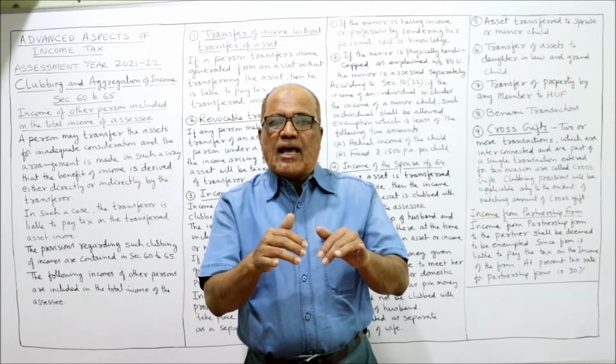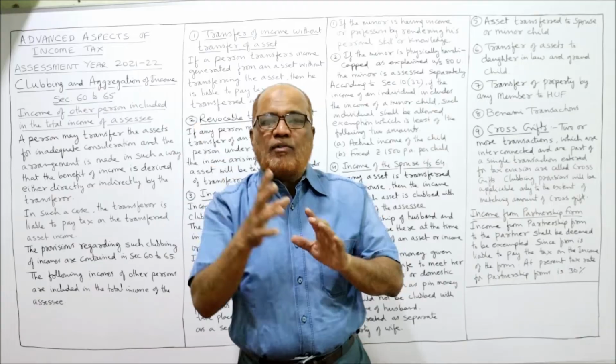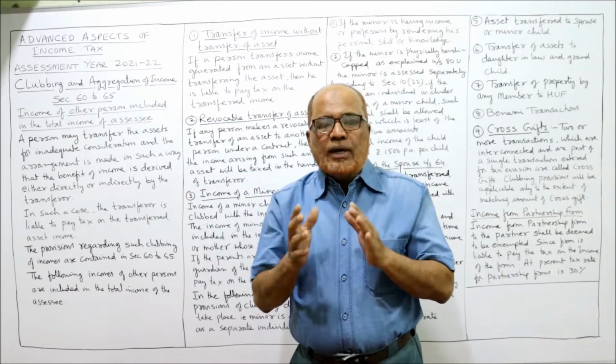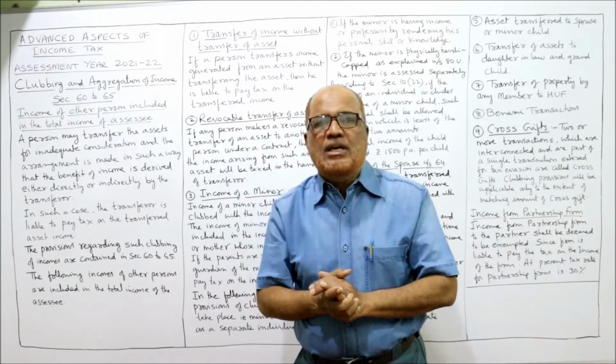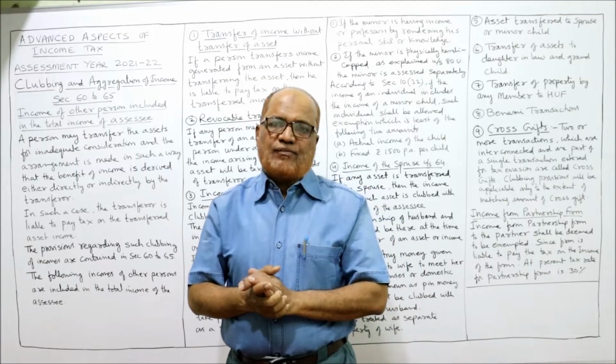The assessee is liable to pay tax on both the incomes, on his own income and on the income of the other person. That is called clubbing of income. So in this video, I'm going to explain what are the provisions regarding clubbing of incomes given under the Income Tax Act under section 60 to 65.